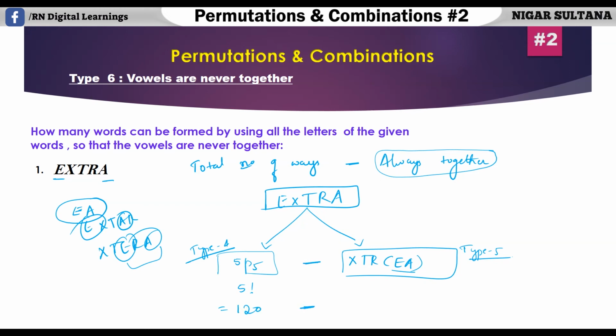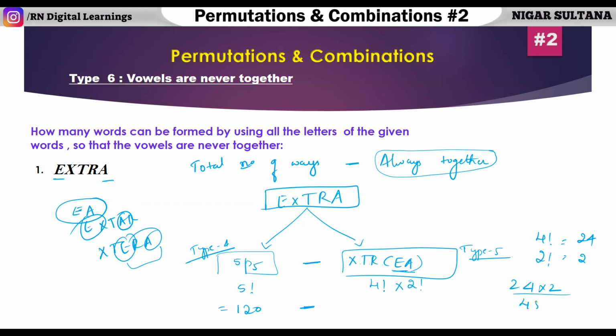Minus. So how will you calculate this when the vowels are always together? This EA can be placed in 1, 2, 3, 4, so this is 4 ways, sorry, 4 factorial, and this can be written as 2 factorial. So what is 4 factorial and 2 factorial? This is my 24 and this is my 2. What is 24 into 2?